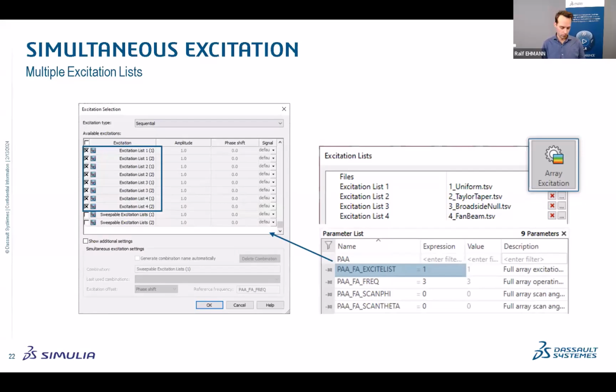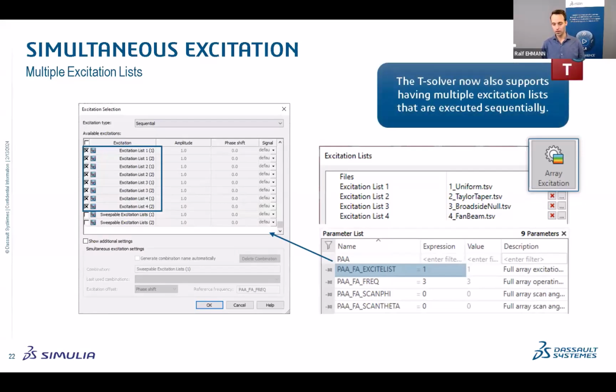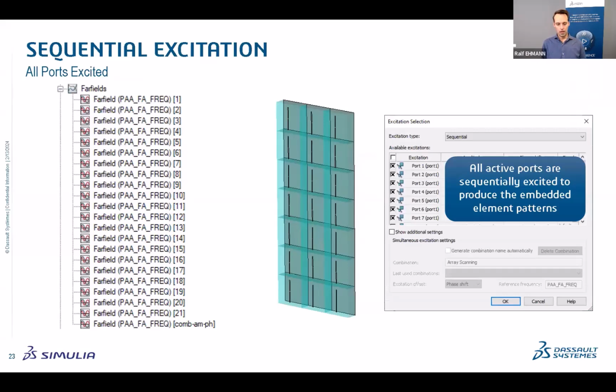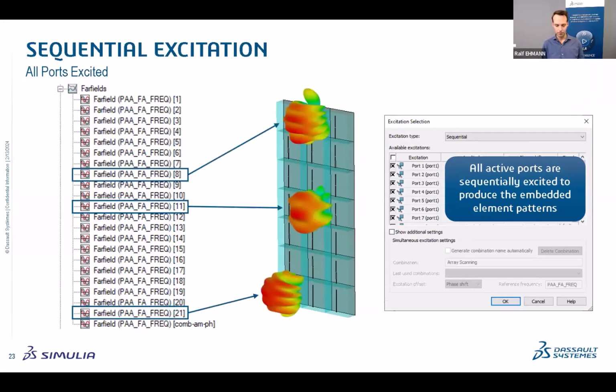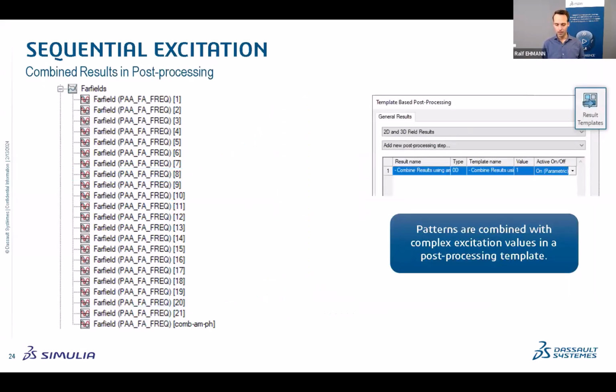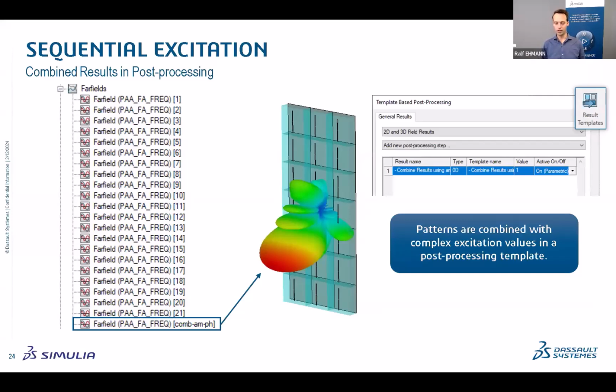One nice feature that we also added was for the time domain solver in 2024, you're able to now also support these, so you don't need to do a parameter sweep through the lists. They are already available for you, and sequentially these are executed. Then we get to the case where you are exciting all ports, so a classical sequential excitation. This is where all the active ports are calculated, so you see all the embedded element patterns there, and they are just combined in post-processing using then the weights coming from the array task.